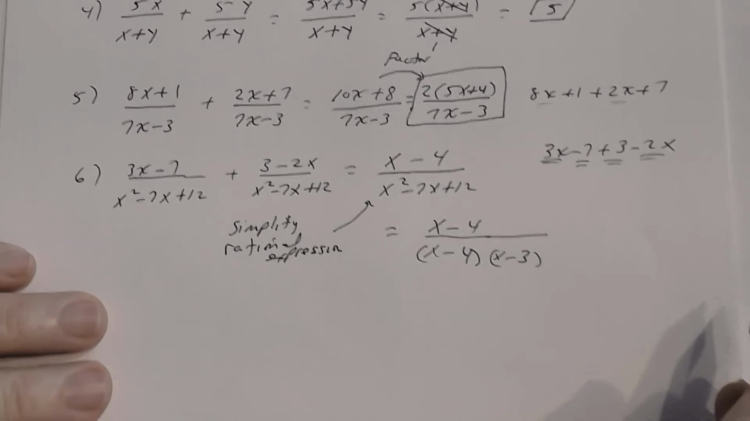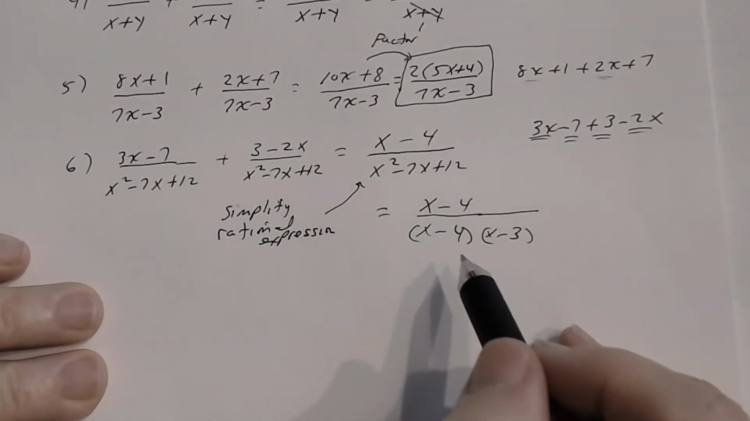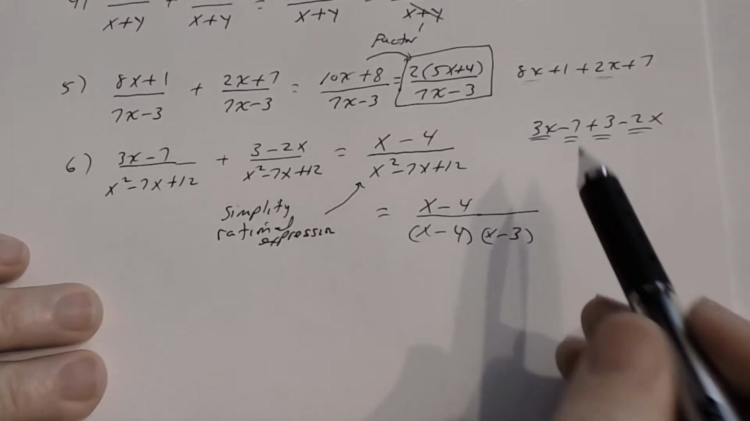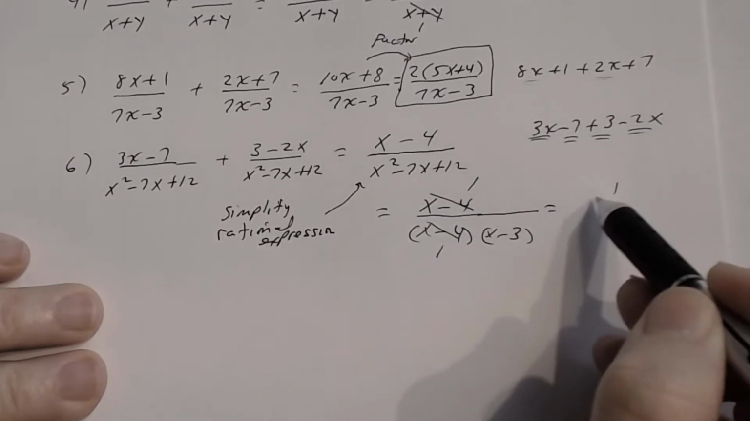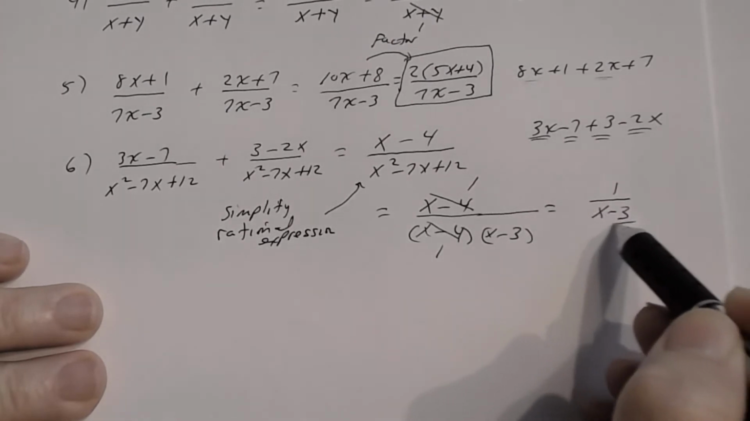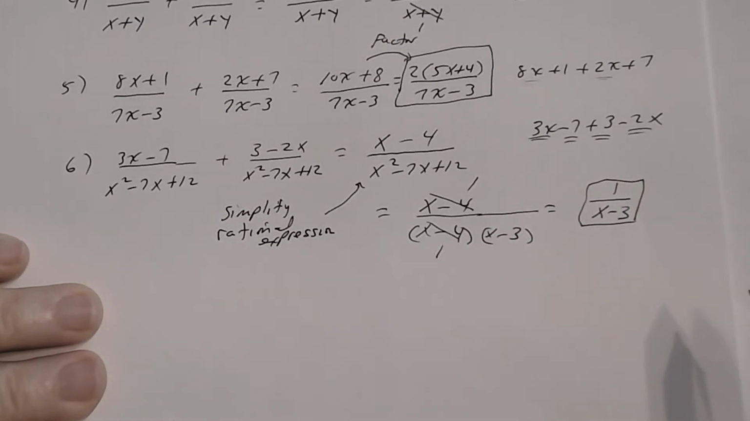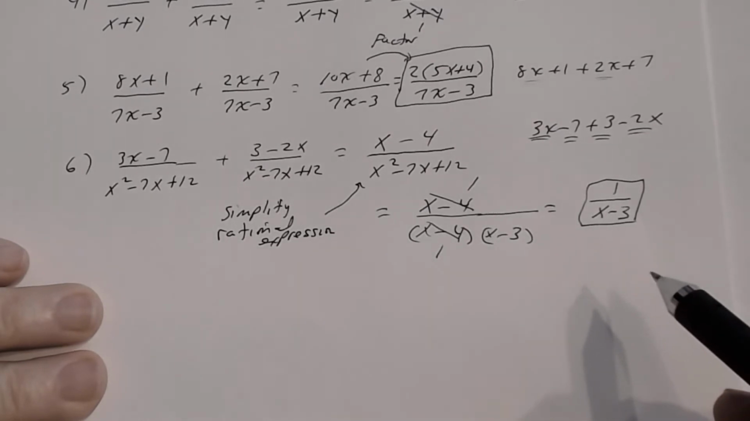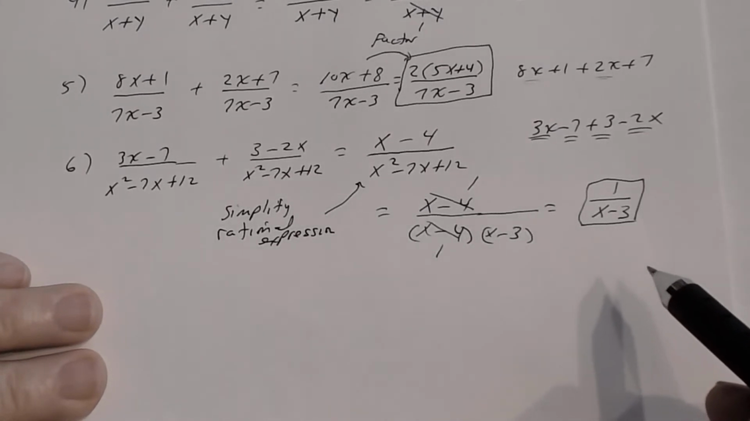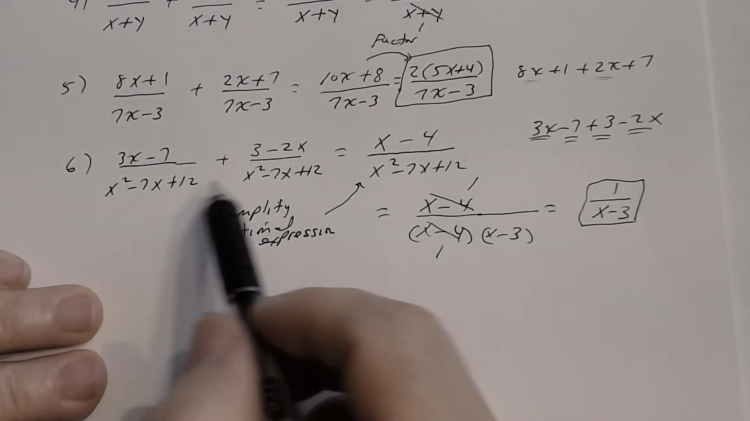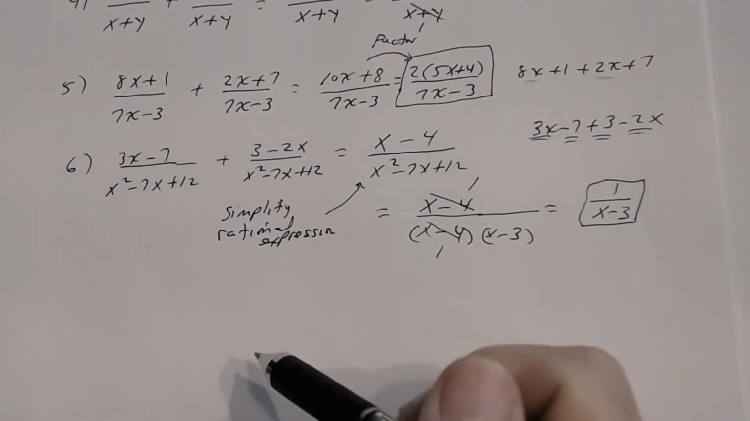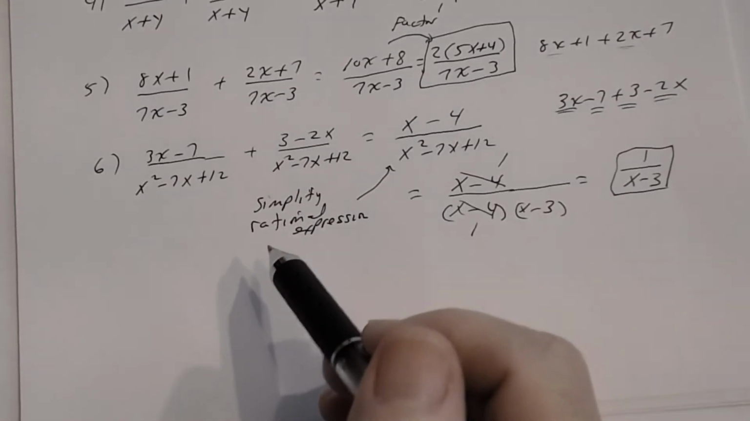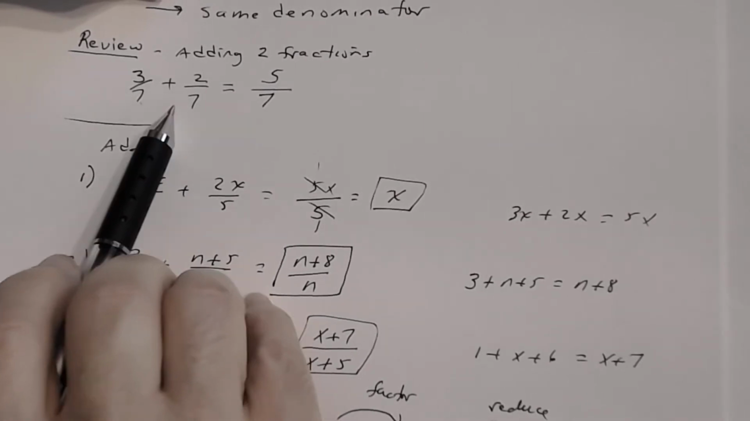All right, so I get to that point. I factored the denominator. Now the next step is to reduce. So these x minus 4's divide out, and I'm left with 1 divided by x minus 3. And so there's your answer. Very simple because you've already done the bulk of your learning in previous lessons. The only thing you need to remember is that you're adding two rational expressions, but the procedure's the same as when you were adding two numerical fractions.